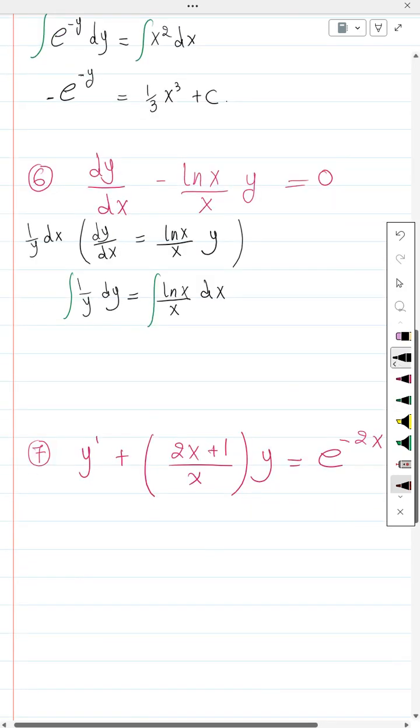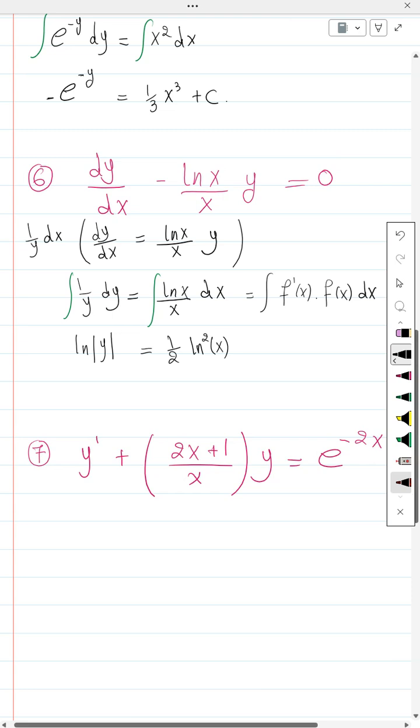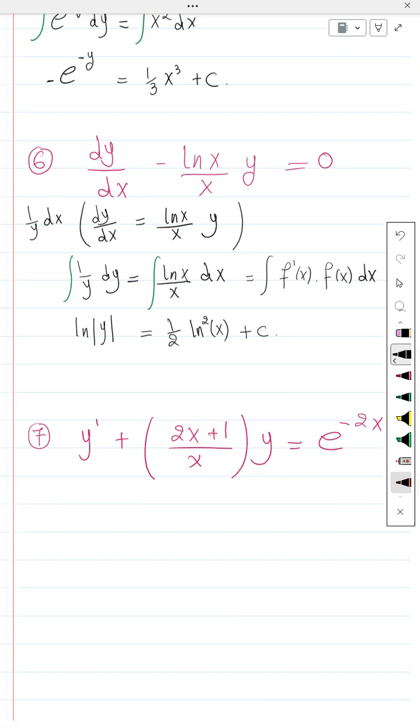By integrating, we're going to obtain ln of the absolute value of y equal to, and the integral of ln x over x is the same as the integral of f prime of x times f of x dx, and this is going to be 1 over 2 ln squared x. So we don't forget c. Then we can get y by itself, and you know how to do that, some simplification.